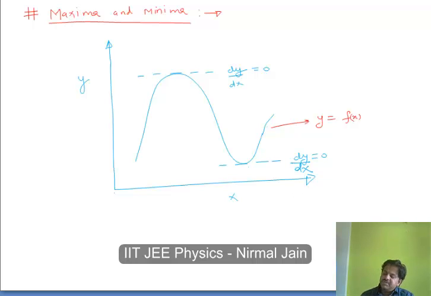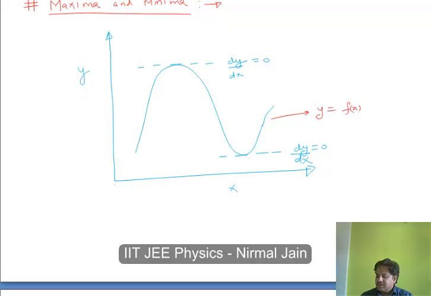So we can easily observe that whenever a graph becomes maximum or a graph becomes minimum, then at that point the slope of tangent drawn at the maximum or at the minimum point becomes 0, right? So using this phenomenon, we can always find the maximum value and minimum value of a function wherever it is possible, right?